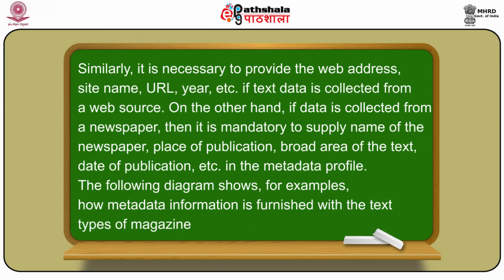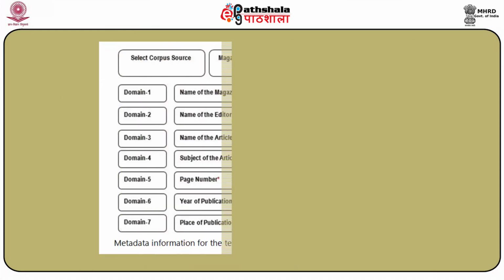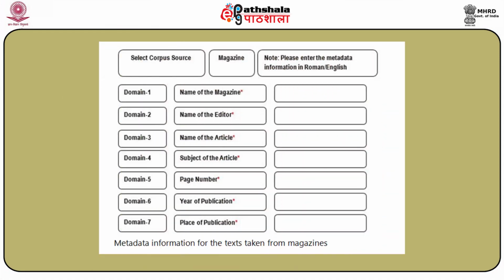On the other hand, if data is collected from a newspaper, blog, or newspaper source, then it is mandatory to supply the name of the newspaper, place of publication, broad area of the text, date of publication, etc. in the metadata profile. We can give here an example to show how the metadata is tagged for newspapers. Suppose we are collecting some data from a web version of a newspaper or say a magazine.